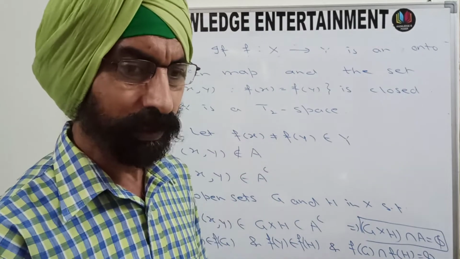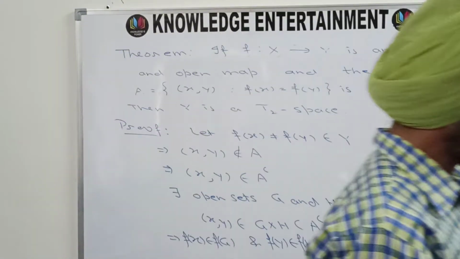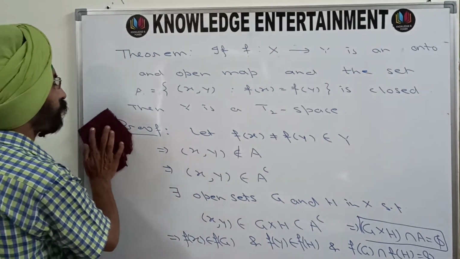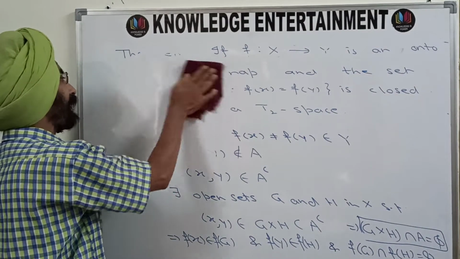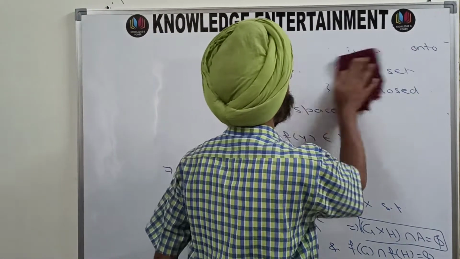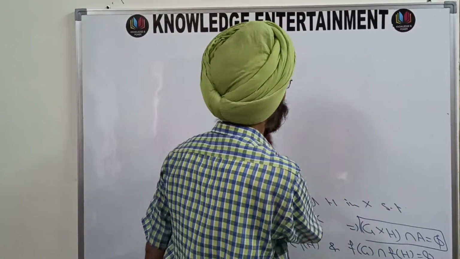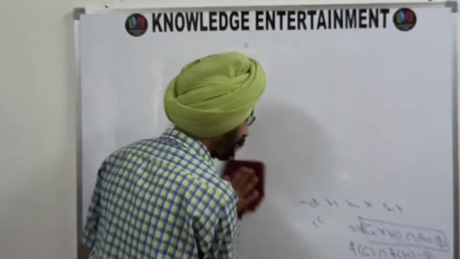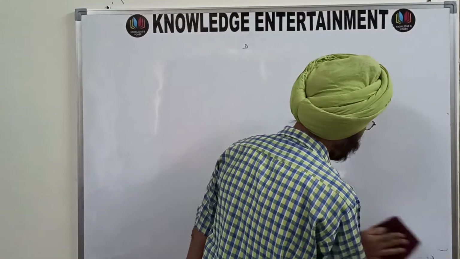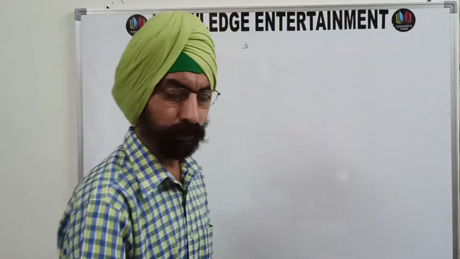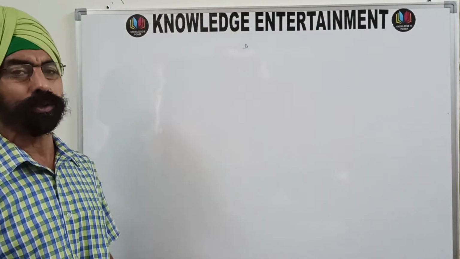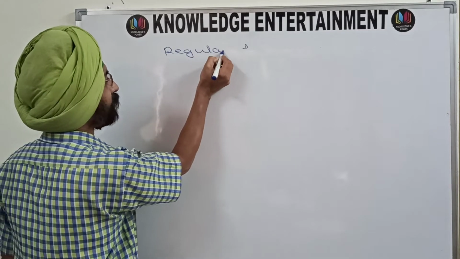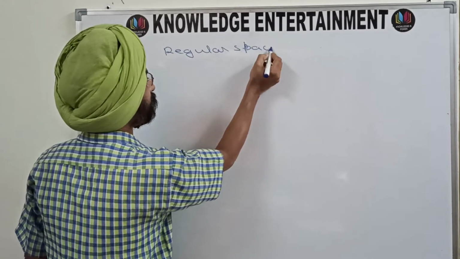And that was the theorem where I wanted to finish this topic, not the chapter. And now I am moving on to the next topic, that is regular spaces. So we have now completed T0 spaces, T1 spaces, and T2 spaces. Now we are going towards regular spaces.